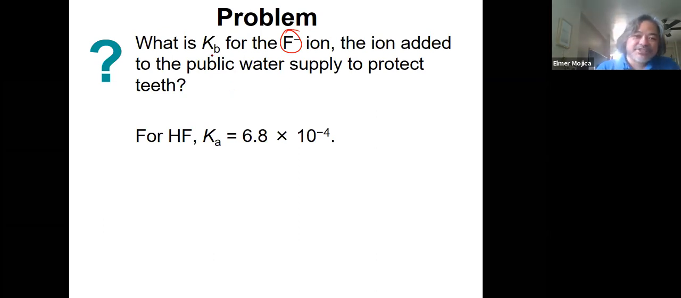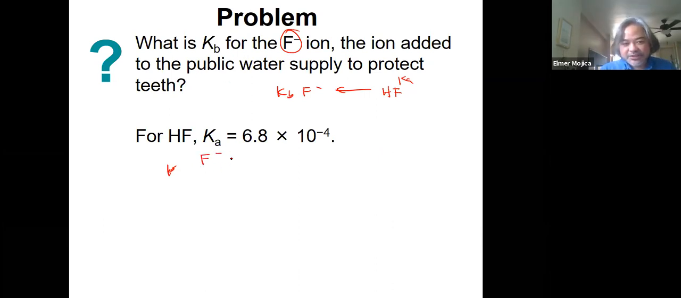So you're asking here, what's the Kb for the fluoride ion? Now we don't have the Kb for the fluoride ion, but we know it came from what? HF. So we can get the Ka. So all we need to do here, Kb is just equal to... or if we want to solve it in a logical way, you have an F minus reacting with water, producing, what do you produce? HF and hydroxide, which is equal to your Kb.